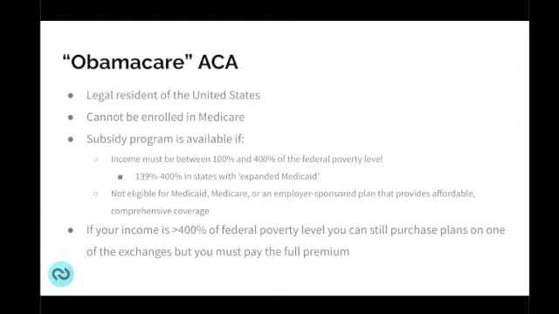If your income level is above 400% of the federal poverty level, you can still purchase a plan on the exchange. You just have to pay the full premium, so you're not eligible for the subsidies. And in general, there aren't a lot of restrictions on that part. It's really just around the subsidy program and if you're enrolled in another federal program.